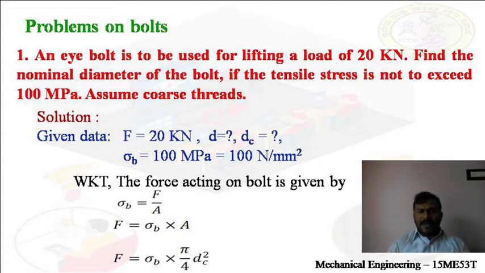We will note down the given data. F is equal to 20 kilonewton, that is equal to 20 into 10 raised to 3 Newton. We have to find the nominal diameter, that is D. D corresponds to the major diameter, dc corresponds to the minor diameter of the bolt. And the tensile stress is not to exceed 100 MPa. That means it is the allowable stress or working stress or design stress or safe stress. That is 100 MPa, 100 Newton per mm square, because 1 MPa is equal to 1 Newton per millimeter square.